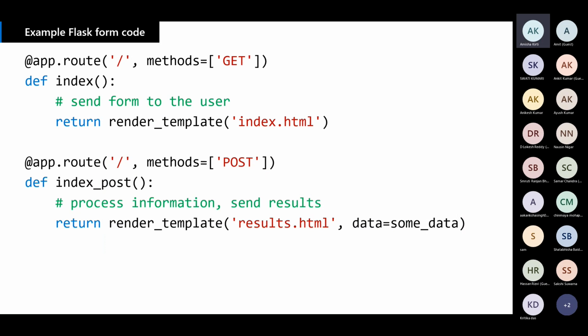Next, this is the code that we'll be using. You might not understand it right now, but just take a look. In the methods, we use get when we have to display a form to the user. And when the user has to submit the results or the input he has entered, the post method will be used in the backend. Moving ahead.